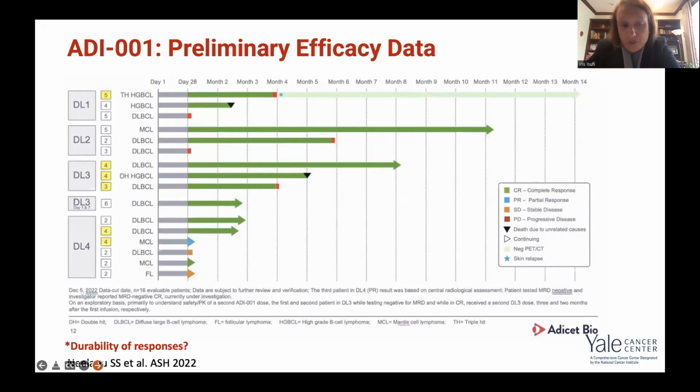But again, we just need to see what's going to happen to these patients who are getting the higher doses with longer follow-up. And you can see that the patients highlighted in yellow all had prior anti-CD19 CAR T cell therapy, and they have all achieved complete remission, and some of them are still responding to treatment.